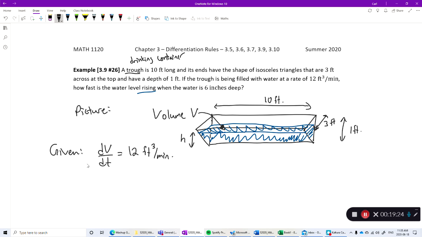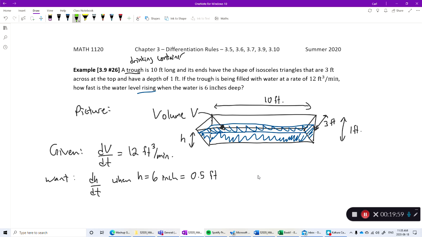And we're given all these other dimensions, but I don't need to mention those because they're not variables. What I want is dH/dt. How fast is the water level rising? I want to know that when h is 6 inches, which if you know feet and inches, that would be half of a foot. We should use the same units throughout here.